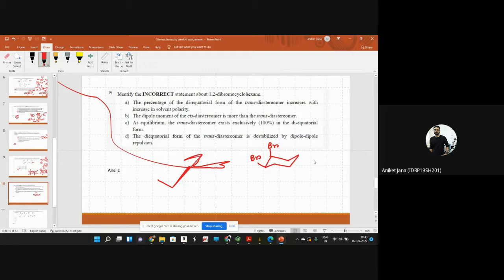This is cis isomer or trans isomer? Cis isomer. And the trans isomer can exist either both axial or both equatorial, right?